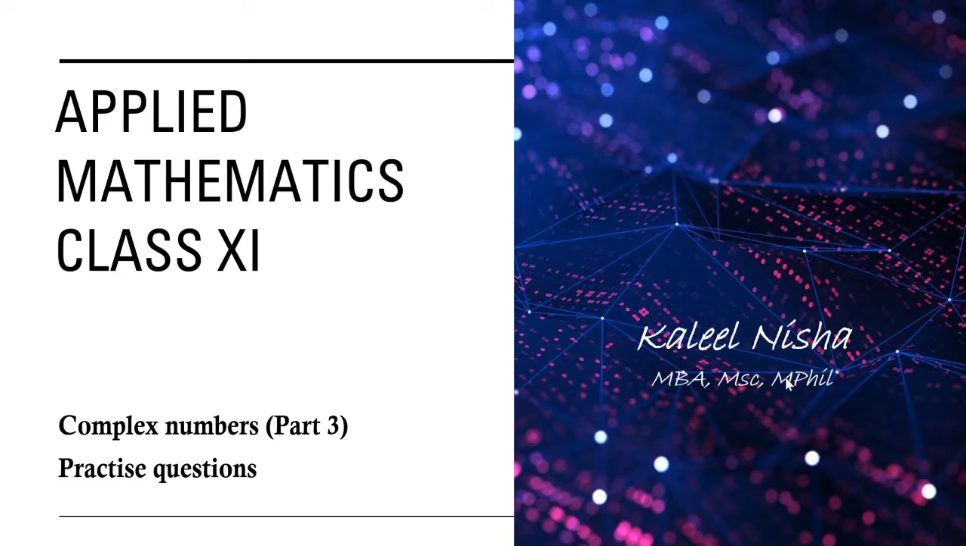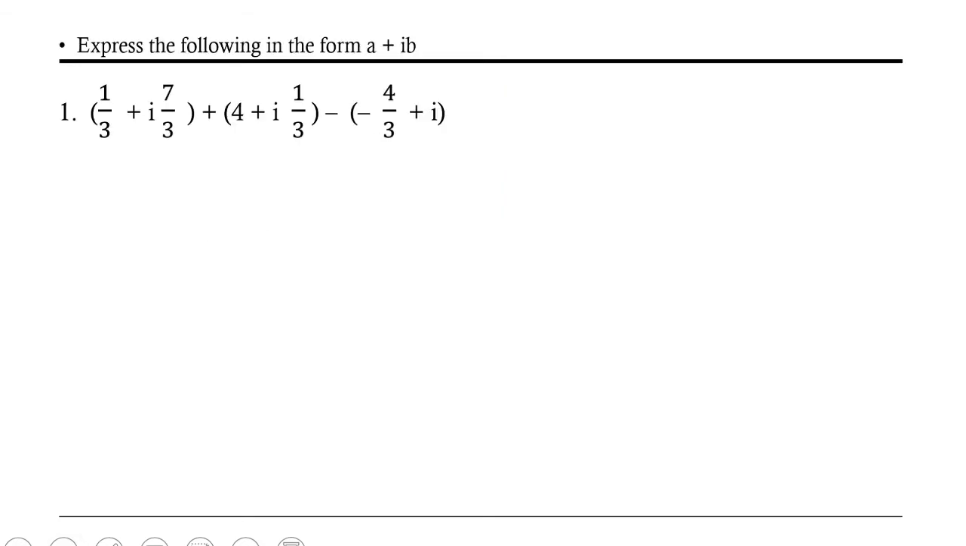Hello friends, in this video I am going to discuss a few practice questions on complex numbers. The first question says express the following in the form a plus ib. So we have (1/3 + 7i/3) + (4 + i/3) - (-4/3 + i).